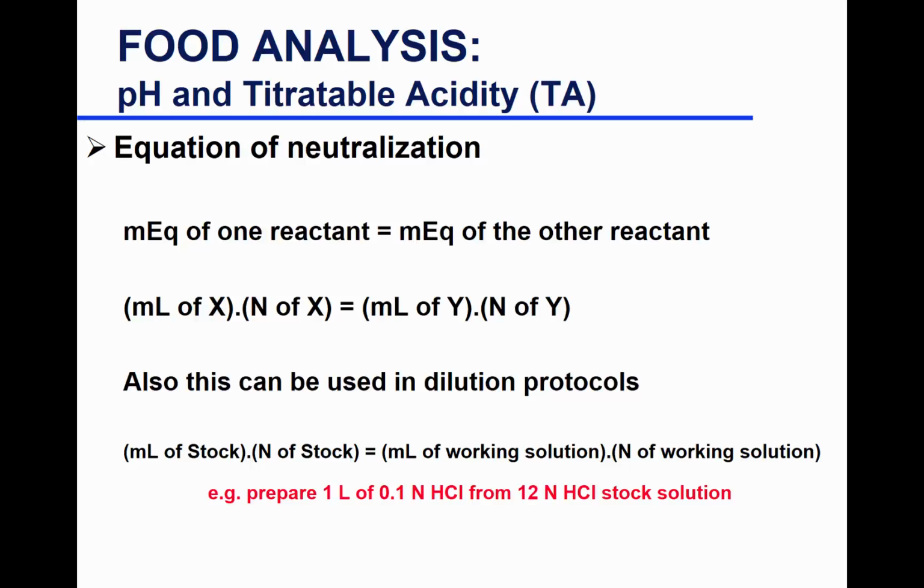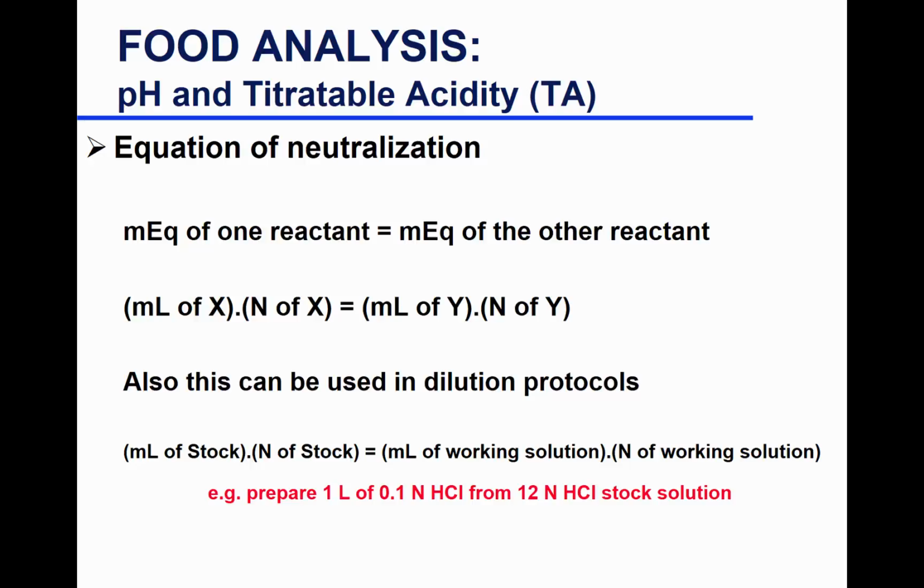You had it down. You have an answer? I have an answer, I don't know if it's right. Okay, tell me what you did. Well, I did milliliters of the working solution, which is 1,000 liters times 0.1 equals 12 times x. Yeah. And you find x. And then what do you do with that x when you find it?